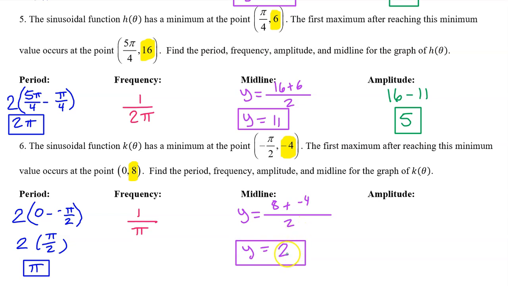The amplitude is the distance from the midline to the highest value. Or you could say the amplitude is the highest value minus the midline. The amplitude, in this case, is 6.